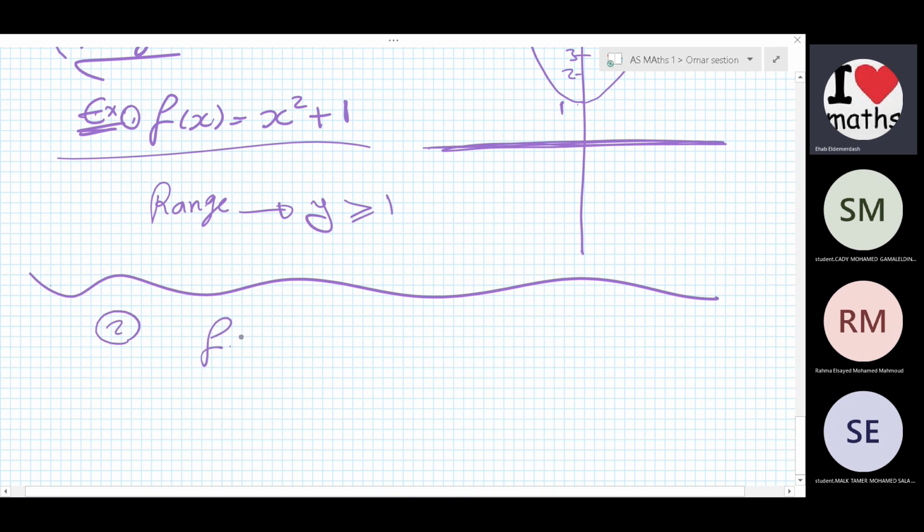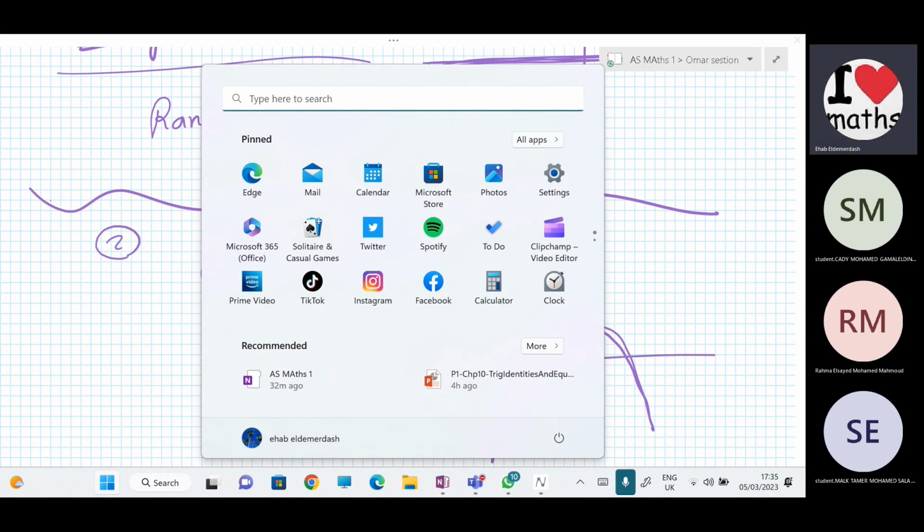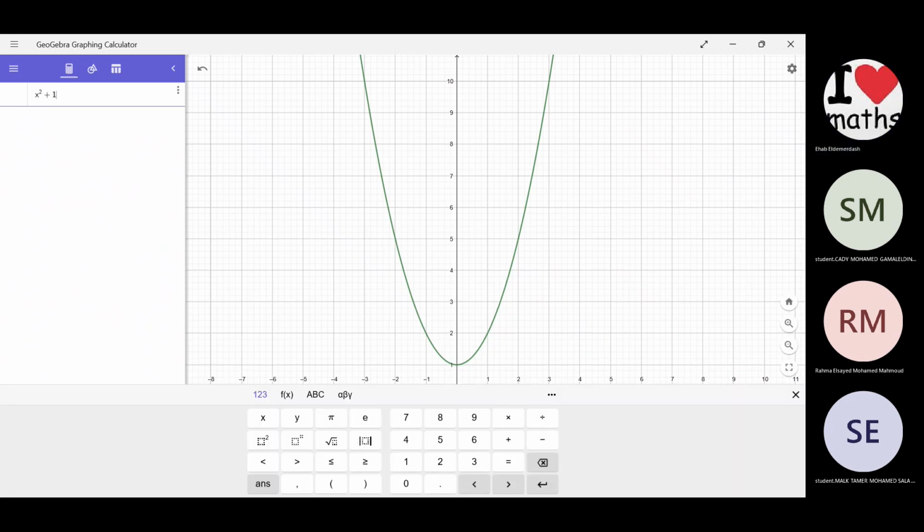If I say f of x is equal to negative x squared plus 1. Okay? I will show you how this function will look. If I draw this function by using my program, I need to draw the function. I'll draw it this way. The function will come like that. Okay, let me show it to you. Where is it? There. Change the sign for me, keep it as minus.